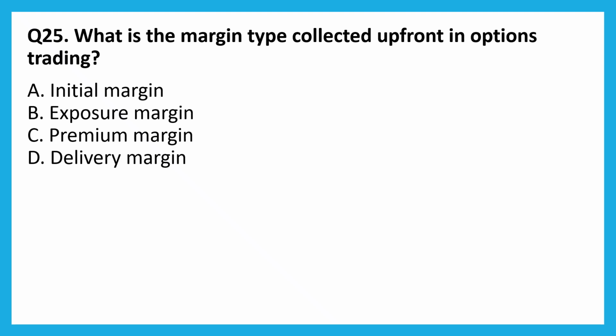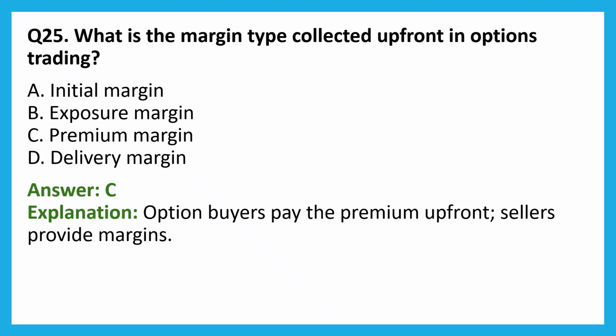Next question. What is the margin type collected upfront in options trading? Option A, initial margin. Option B, exposure margin. Option C, premium margin. And option D, delivery margin. Correct answer is option C, premium margin. Option buyers pay the premium upfront. Sellers provide margins.